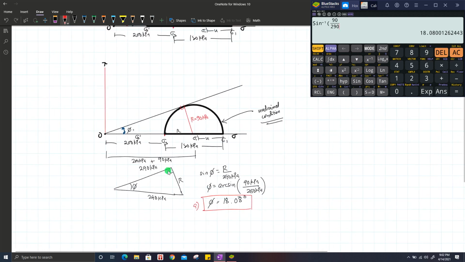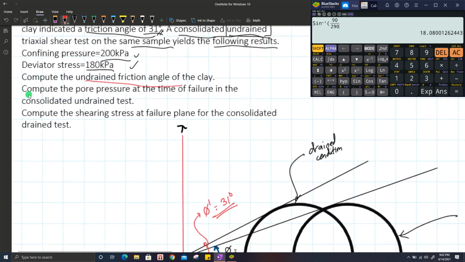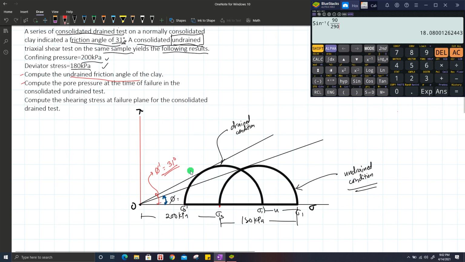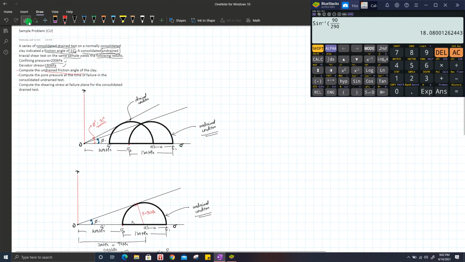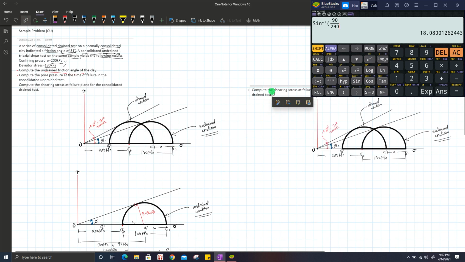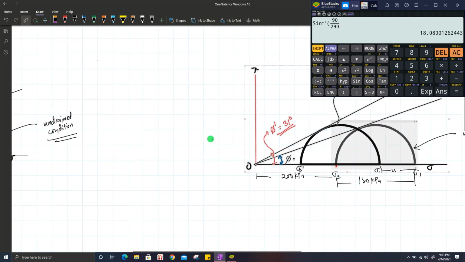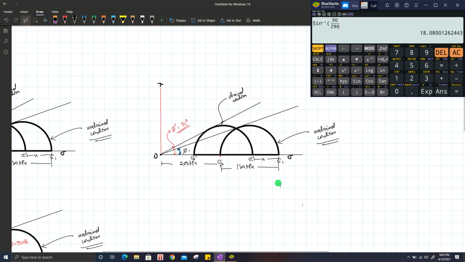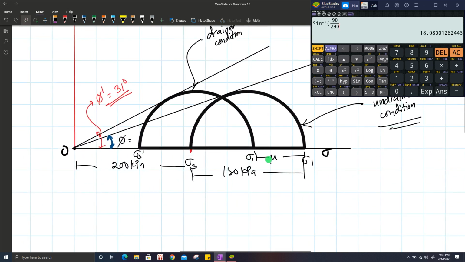For letter B, itong sunod na tanong, compute the pore pressure at the time of failure in the consolidated undrained test. So, ano na ngayon yung ating pore pressure? So, sige, i-copy ko ulit ang figure. Okay, so dito, para sa question number 2, hanapin daw natin yung pore pressure. Pore water pressure. So, for the pore water pressure, yun nga, yung u. Okay?